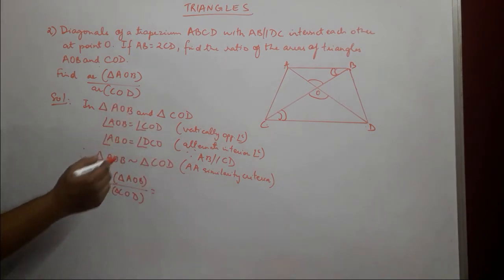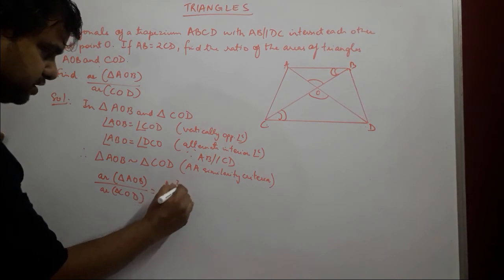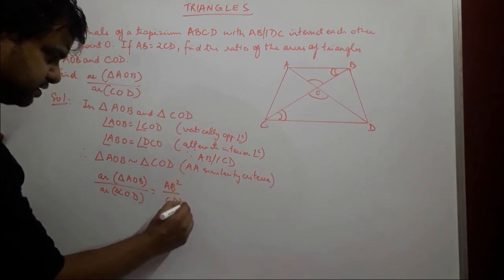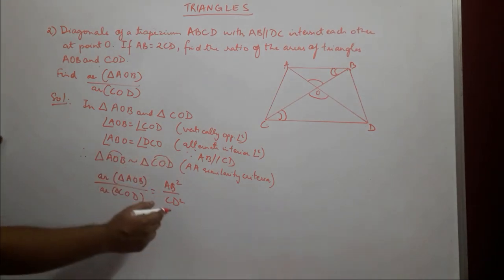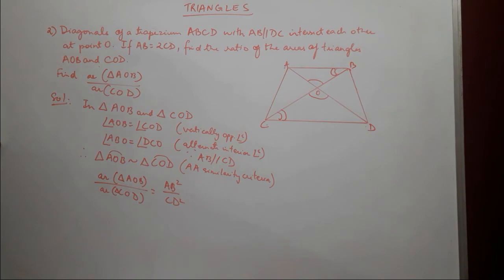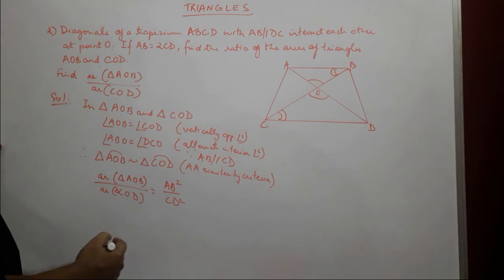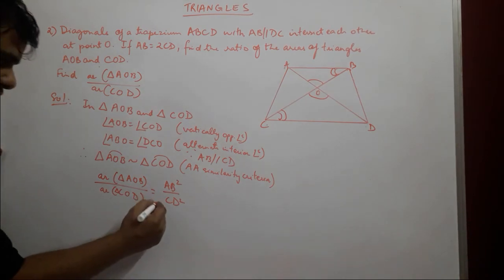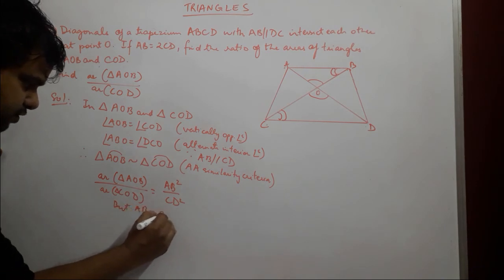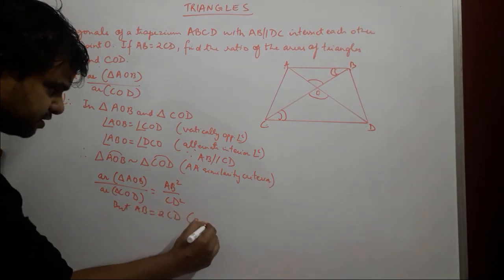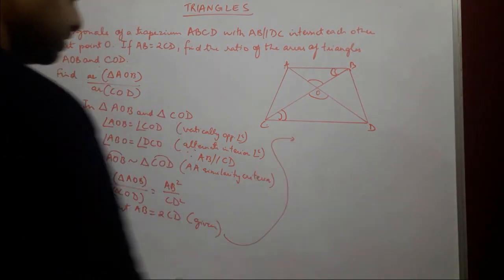So we'll just take the sides that are important for us. So we can say it is AB square upon CD square. So I've taken AB, CD. AB square upon CD square, right? But we know that AB is equal to 2 times CD. So we'll say but AB is equal to 2 times CD, and that is given. And since this case is given, I'll take this over here.